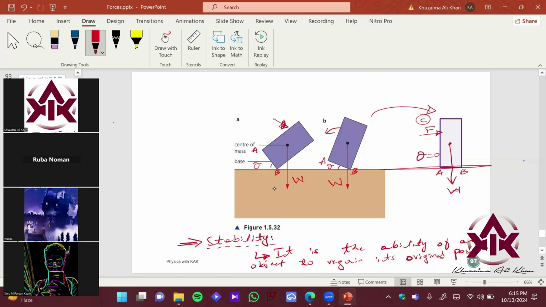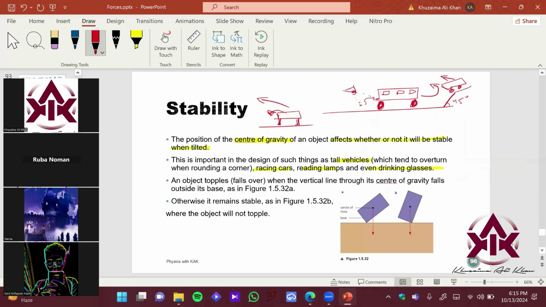Does that make sense? So if I keep on disturbing this particular object, and if the center of gravity remains between A and B, it will regain its original position, right? Which was this. But if it goes out of the boundaries A and B, it would topple down, right? So stability is defined as what? It is the ability of an object to regain its original position or maintain its original position after disturbance, right? Okay. So this is what is defined over here.